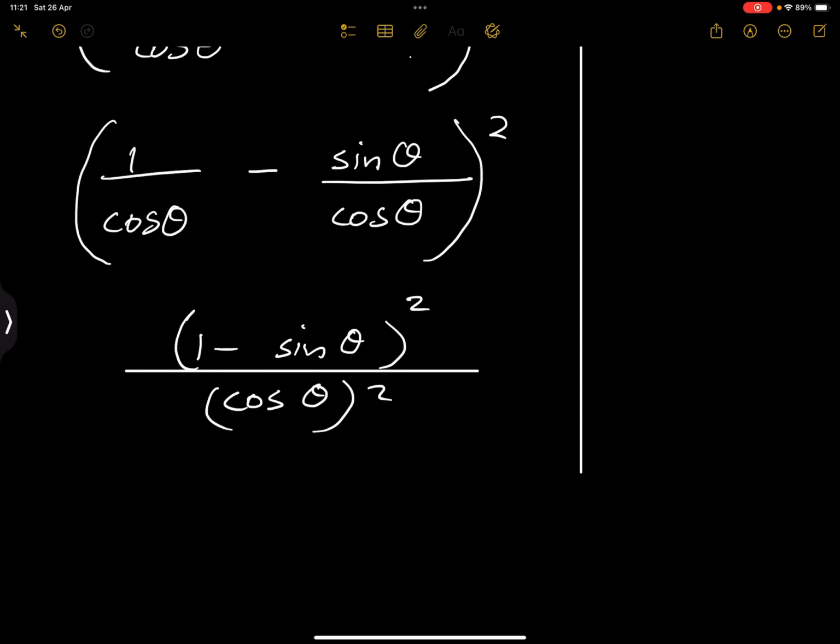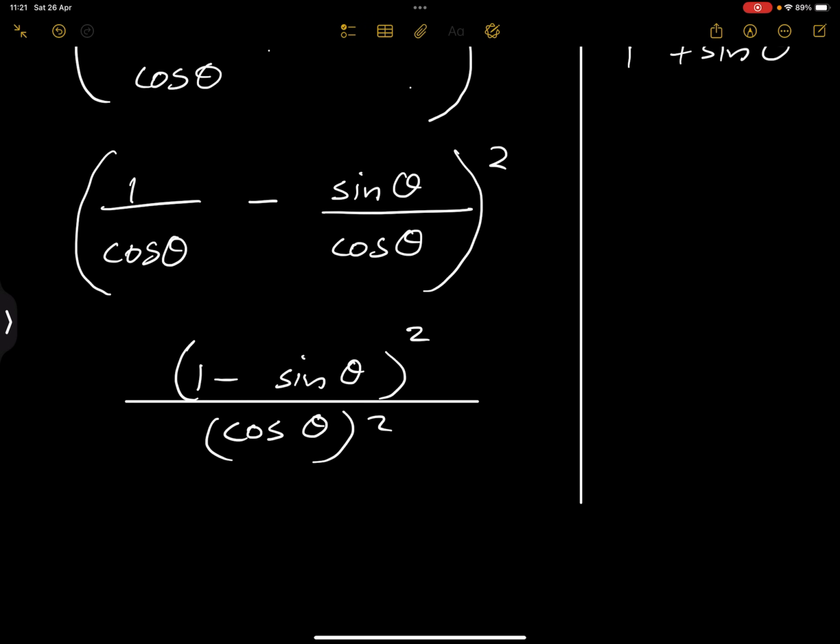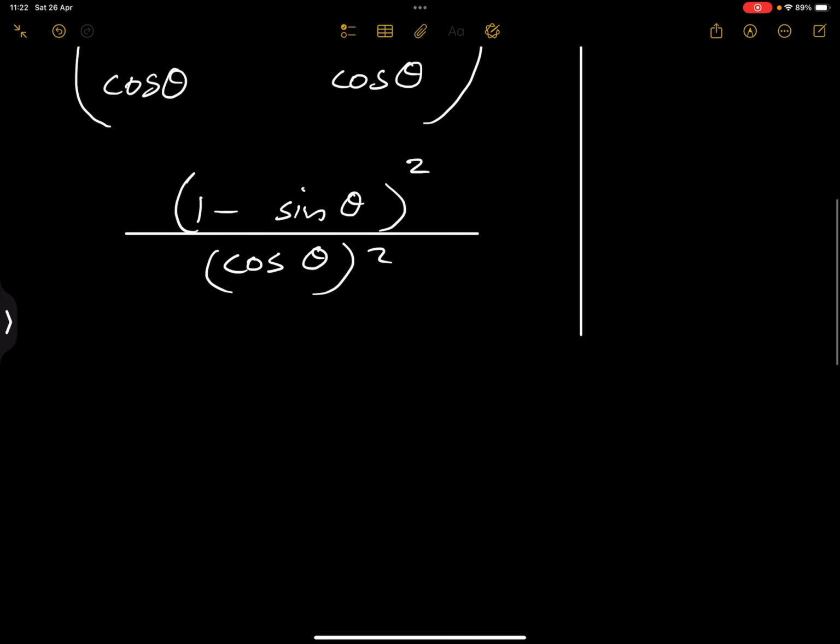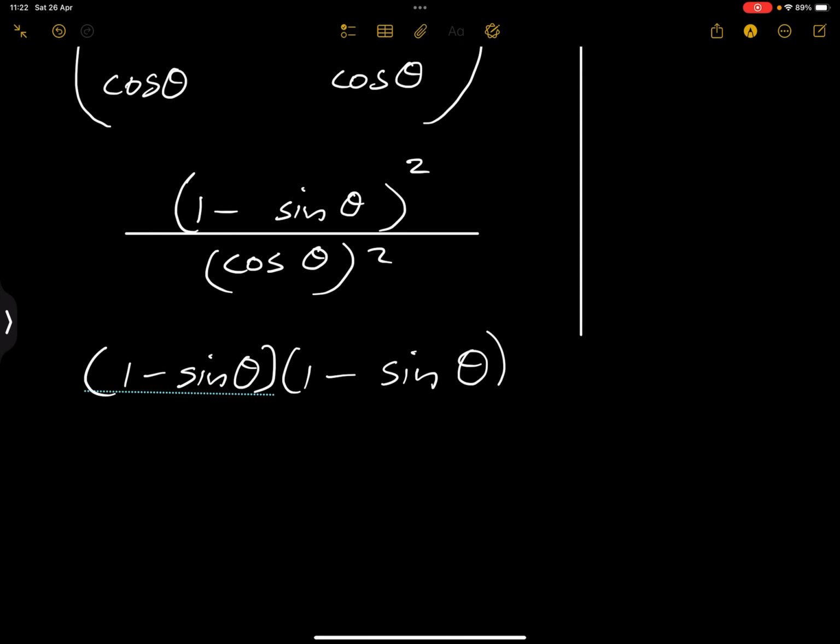Now, many of us would make the mistake here of saying this would be 1 minus sine squared of theta. Please remember, if I've got 1 minus sine theta times 1 minus sine theta, that will not result in 1 minus sine squared of theta. That will result in 1 minus 2 sine theta plus sine squared of theta. You can work it out and have a look at it, so please be careful of that.